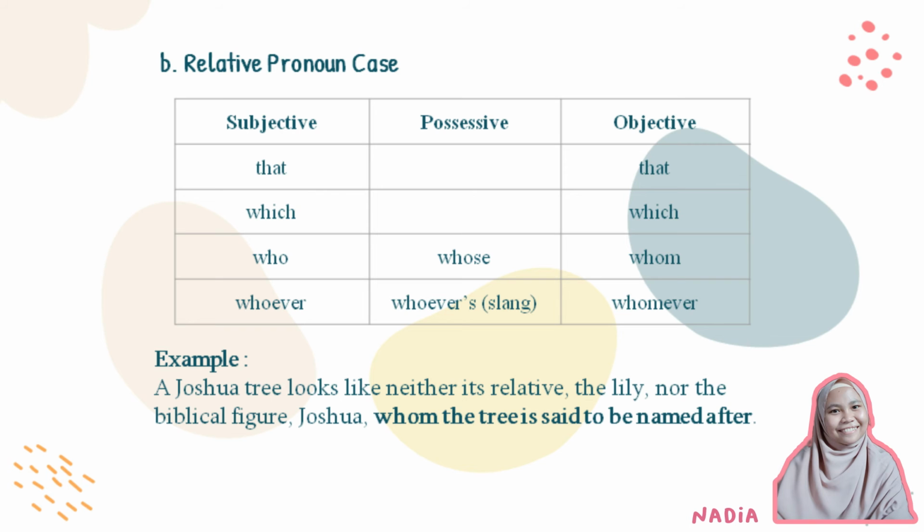Objective case example: Joshua Tree looks like nature is relative, neither the lily nor the biblical figure Joshua, whom the tree is said to be named after.